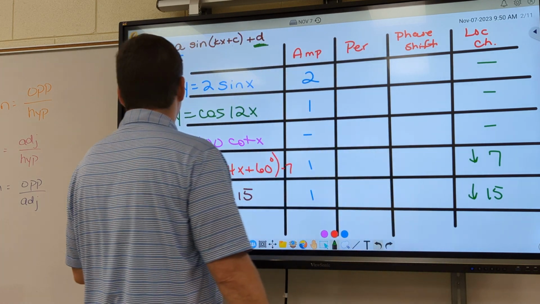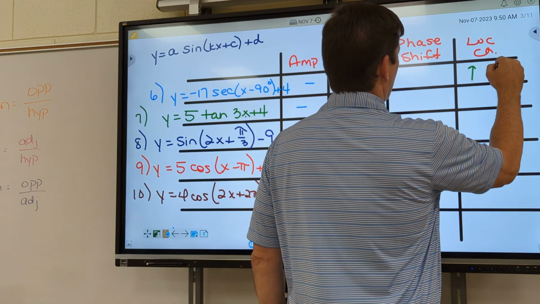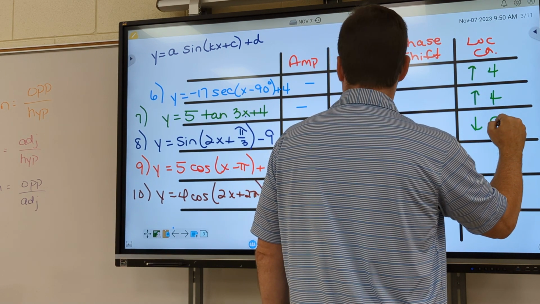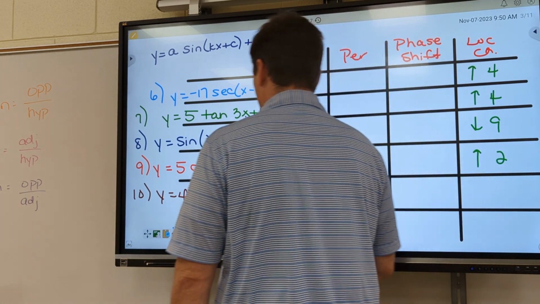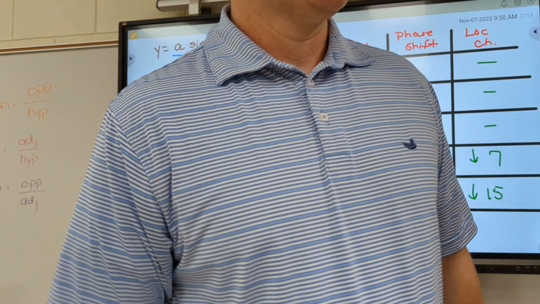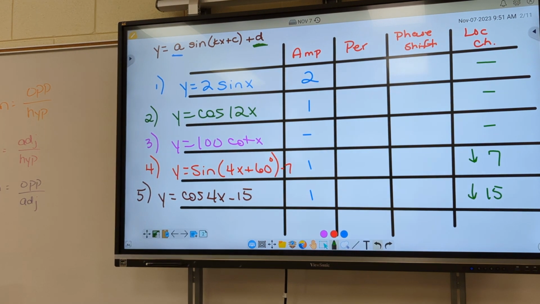All right, let's keep going. 6, up 4. 7, up 4. 8, down. 9, up 2. Y'all are good. Finish that column up. I'm waiting on you back on number 1 for the next column.